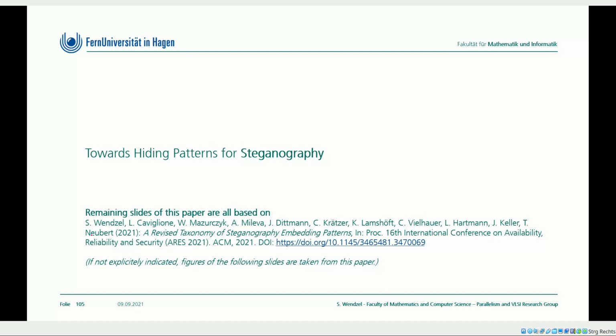So a larger consortium was formed with researchers from different domains. So you know me, Luca Caviglione is from CNR in Italy, Wojciech Mazurczyk is also with FernUniversität, but also with the Technical University of Warsaw, Alexandra Mileva from North Macedonian University, Jana Dittmann from the University of Magdeburg, Kevin Kretzer as well, Lemshoft, Vielhauer, and Neubert are also from Brandenburg University of Applied Sciences and Magdeburg University. Laura Hartmann is a PhD student of mine. She's also at FernUni Hagen, and she's also with the Worms University of Applied Sciences, and Jörg Keller is professor in Hagen. So this consortium was formed and revised the taxonomy to identify limitations and address these limitations.